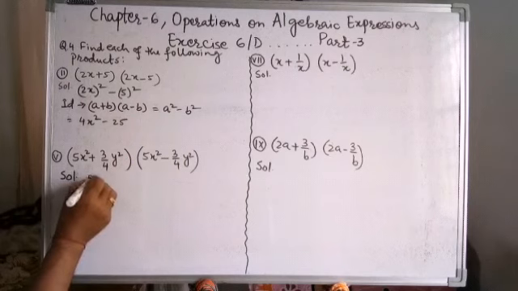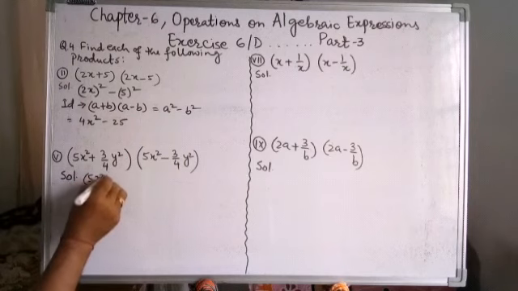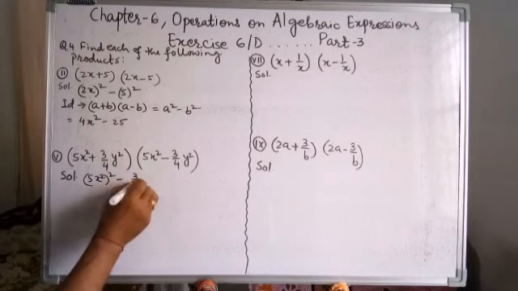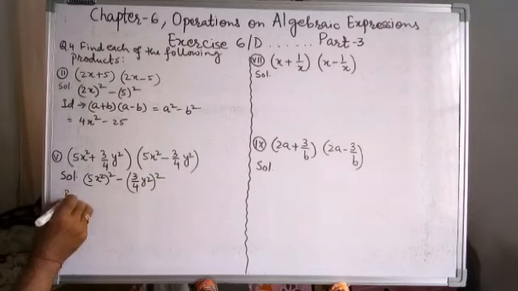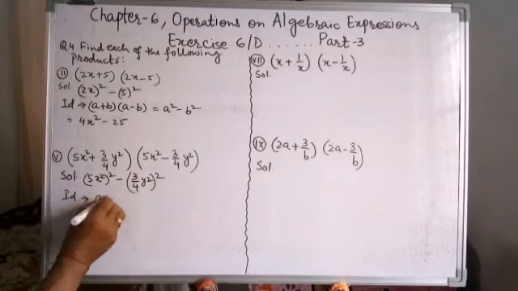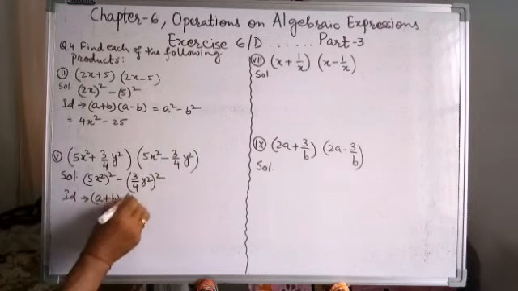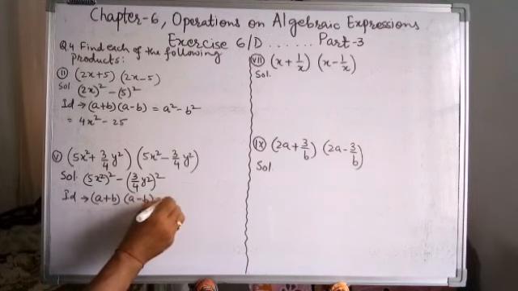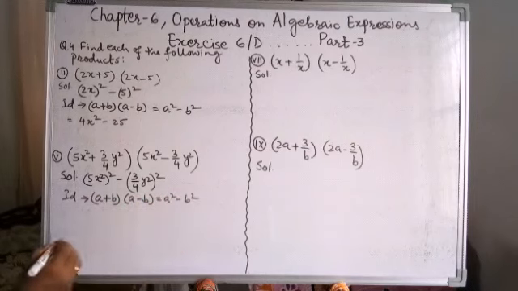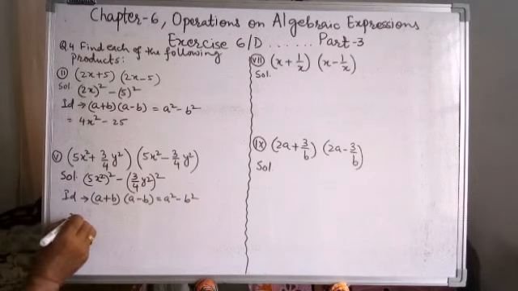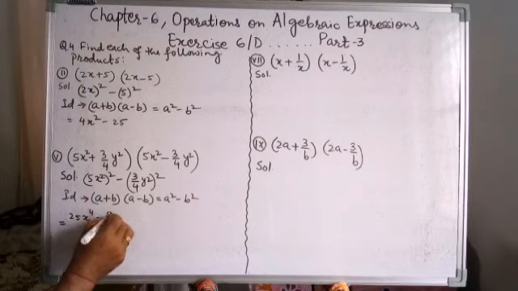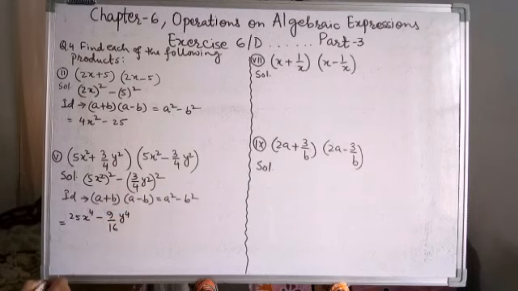Next one, (5x square) whole square minus (3 by 4 y square) whole square. The identity being used is (a plus b)(a minus b) equal to a square minus b square. Their product is equal to 25x to the power 4 minus 9 by 16, and (y square) whole square becomes y to the power 4.